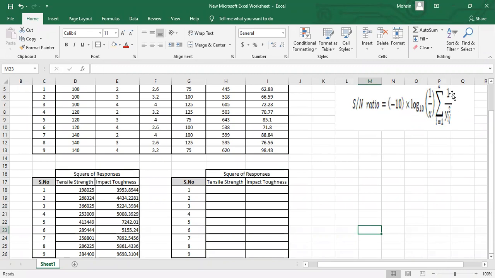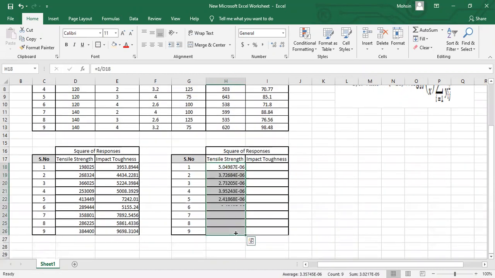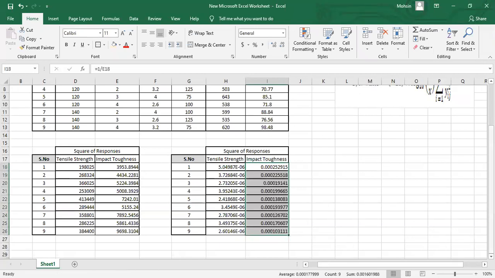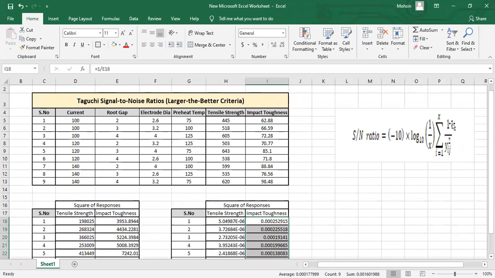In the next step, we will divide 1 by all of the values. So this will become equal to 1 divided by the square of the value. I got this. We'll drag this down, and similarly the same procedure will be followed for impact toughness. 1 divided by this cell, I got this value. I will drag it down. So until now I have taken the square and then divided 1 by it. The next step is we will take log base 10 of the values, and then we will multiply it by minus 10. So this is the step how to calculate.